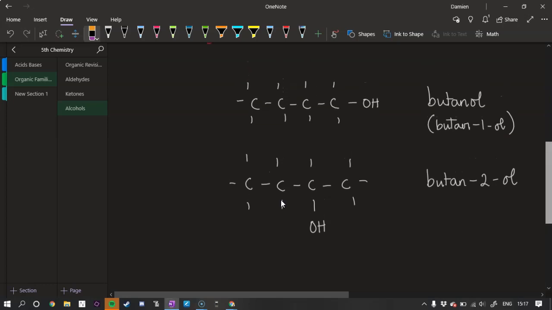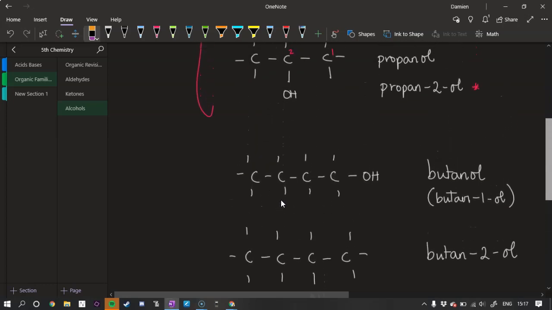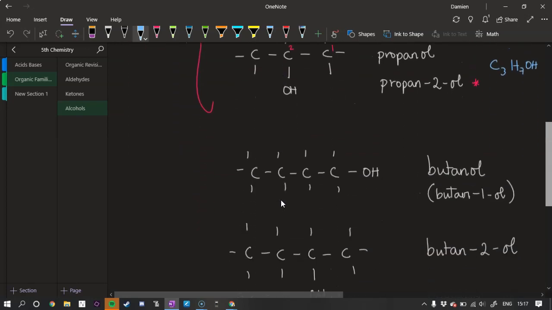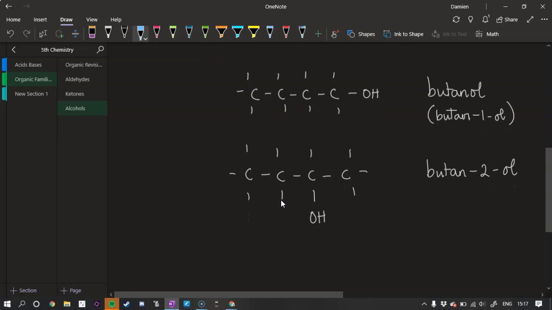So before we move any further, let's just actually count up the number of carbons and hydrogens that we've got here. So in our propanol, we're going to have C3H7OH, and we have C3H7OH in that one. When we move on to the 4 carbons, we look at butanol, or butan-1-ol. So this one here is C4H9OH. And this one here is also C4H9OH.